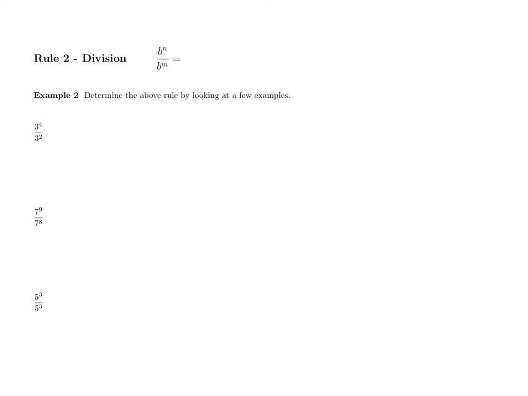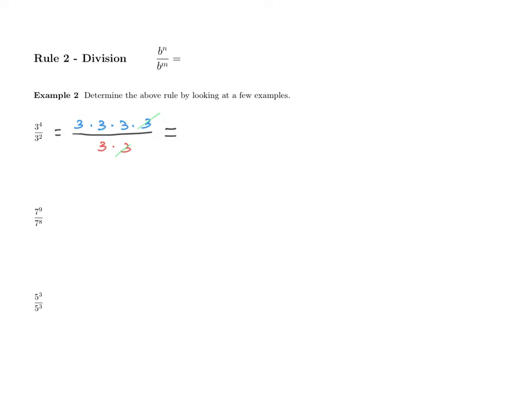I'll start by expanding out 3 to the fourth and 3 squared. 3 to the fourth means 3 times 3 times 3 times 3. And 3 squared means 3 times 3. The question is, how do you simplify this expression? We can cancel any common factors between the numerator and the denominator. So for example, I can cancel this 3 with this 3, and I think I'll go ahead and do that. I'll cancel this with this. And then I can cancel this 3 with this 3.